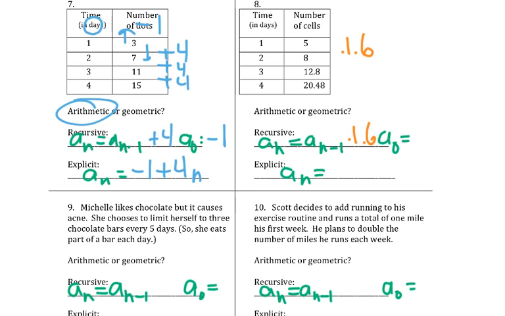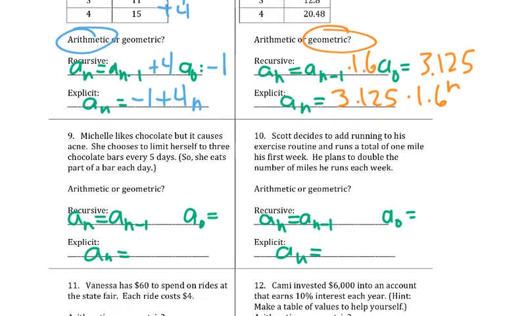And then if I go backwards, 5 divided by 1.6 gives me a starting number of 3.125. So we start at 3.125, multiply by 1.6 to the n power, because it's geometric.